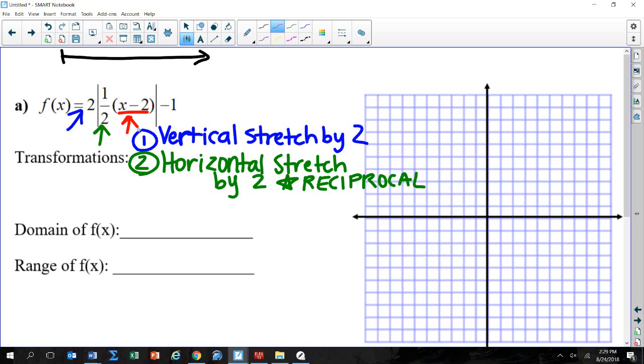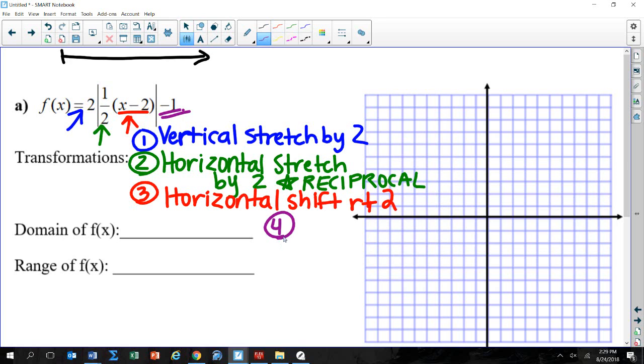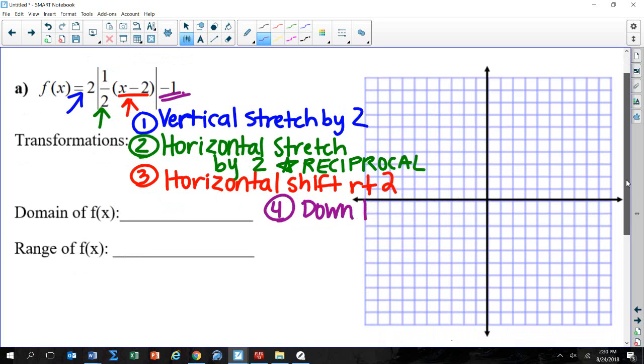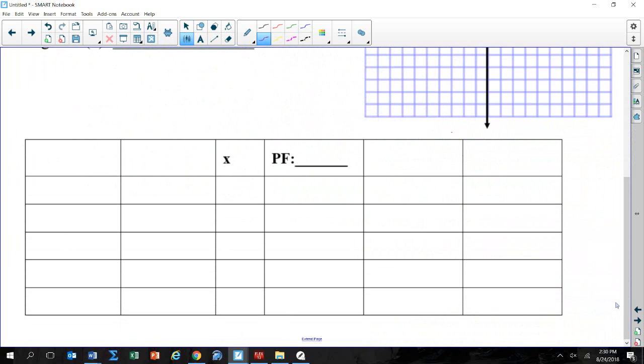Then I've got this thing. It's also inside the absolute value. So I know it's going to be something horizontal. It's a horizontal what? It's a horizontal shift. Which way? Right. Yep. Right 2. That's what my RT stands for, is right 2. And then the last thing I've got is this -1 out back. That's step 4. What does the -1 do? Shift it down 1. It's vertical shift, right? Down 1. Okay, so there's all of my transformations. I'm going to go in that order when I do it in my chart. Order matters.